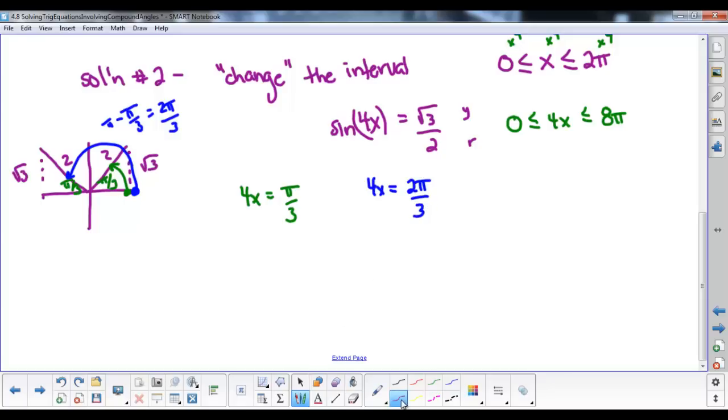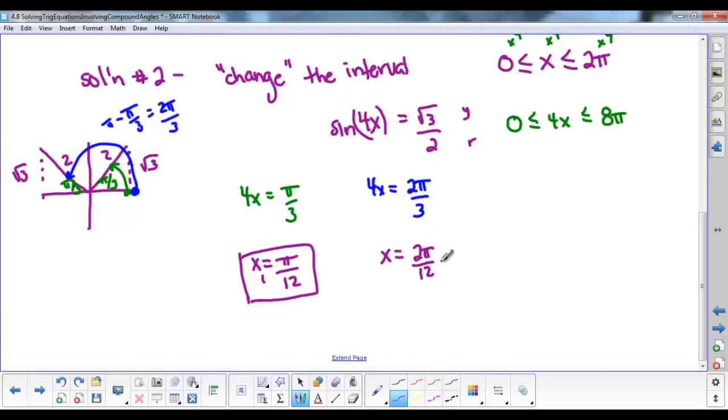And just as we did last time, we want to solve for x. So I'm going to divide both sides by 4. Our first possible angle for x is going to be pi by 3 divided by 4, which would give us pi by 12. The next would be x equaling 2 pi by 3 divided by 4, which would give me 2 pi by 12, and if we reduce that, we end up with pi by 6.